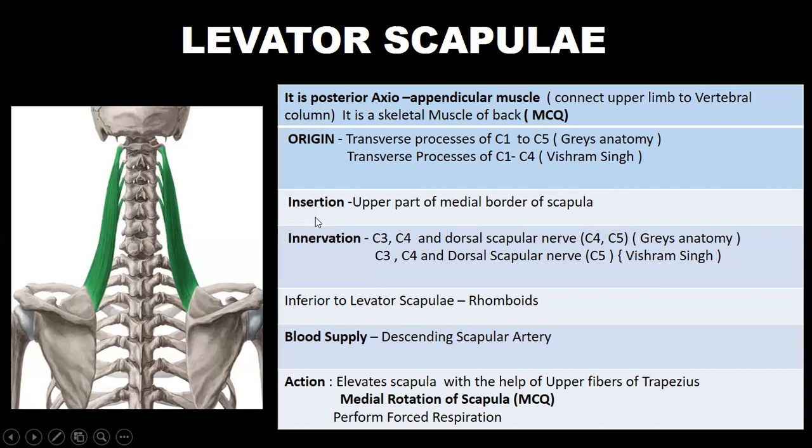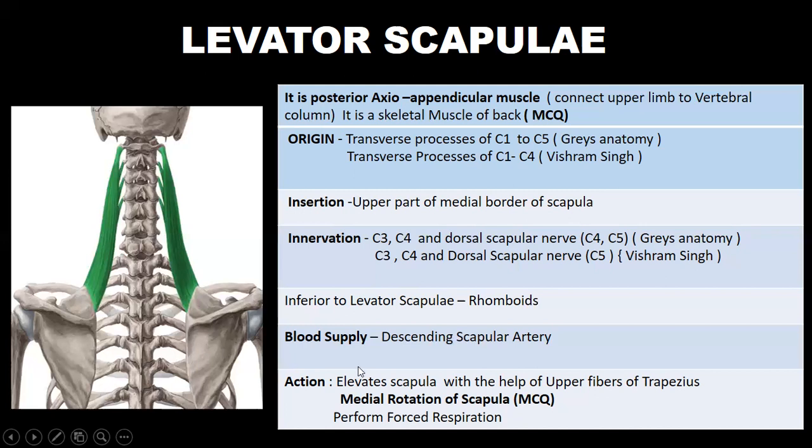Then we come to the insertion, which is just the medial border of the scapula. Innervation is very simple: the dorsal scapular nerve. Again, there is a change in the content. Gray's says dorsal scapular nerve C4, C5, but Vishram Singh says C5. But we need to mark only the Gray's Anatomy answer since it is accepted universally.